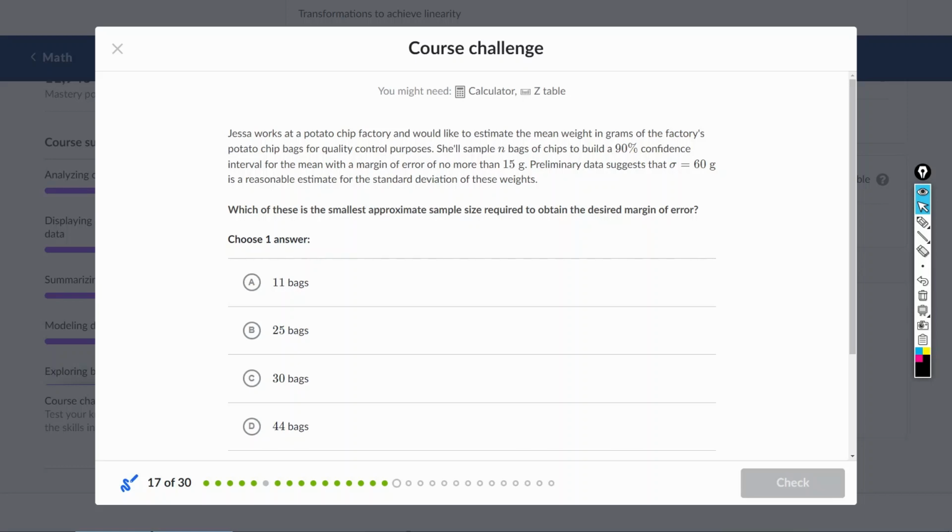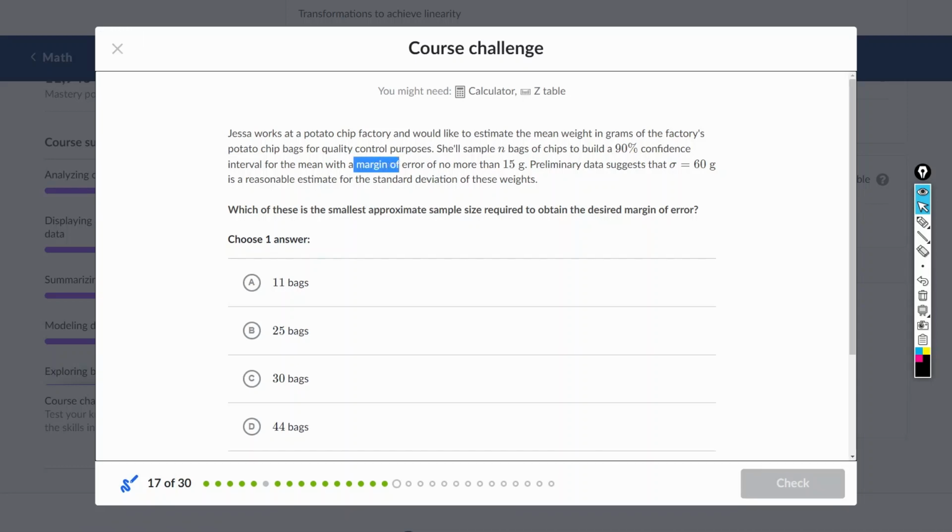好，Jessa works at a potato chip factory and would like to estimate the mean weight in grams of the factory's chip bags for quality control purposes. She will sample n bags to build a 90% confidence interval with a margin of error no more than 15. Preliminary data suggests that a standard deviation of 60 is a reasonable estimate.